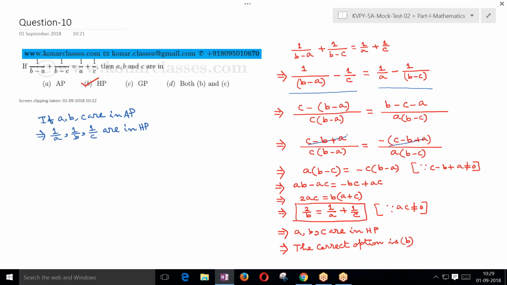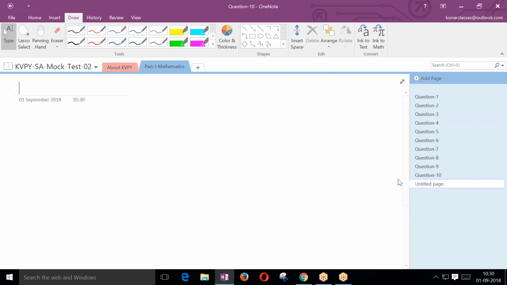And see, the point is that in KVPY it is extremely important, especially in the interview, that each and every step has its own justification. If it is 0, then you cannot really cancel. As it is not equal to 0, it can cancel. But why can it not be equal to 0? Because then the question doesn't make sense. Okay, clear? Shall I proceed to the next question? Yes, sir. Thank you.